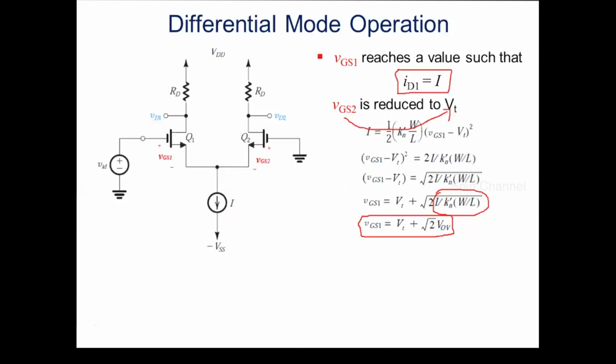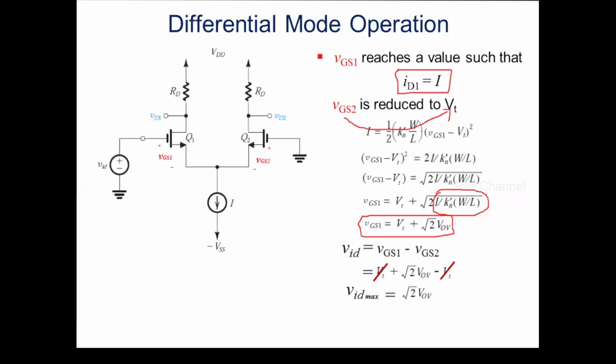Now, what is the value of the differential input voltage that is required? We know that the differential input voltage is equal to VGS1 minus VGS2. On substituting these two values and cancelling the threshold voltage, we get the VID value. The maximum value of VID should be equal to root 2 V overdrive, so that the maximum current will flow through the transistor Q1 and no current will flow through transistor Q2.